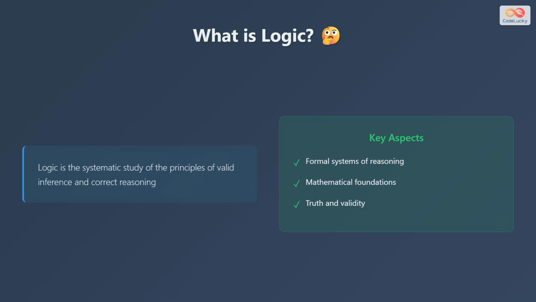So, what exactly is logic? Logic is the systematic study of the principles of valid inference and correct reasoning. Here are the key aspects of logic. First, it involves formal systems of reasoning. Second, it provides mathematical foundations for computer science. And third, it deals with concepts like truth and validity in arguments.